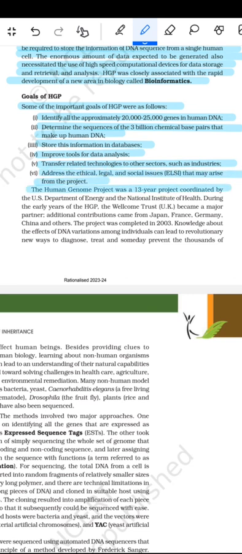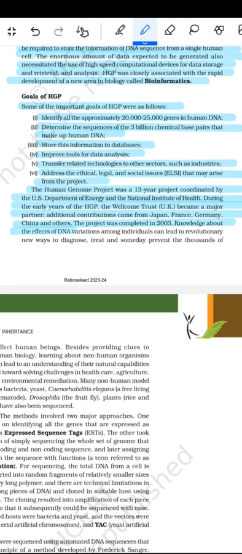The Human Genome Project was a 13-year project coordinated by the US Department of Energy and the National Institutes of Health. During the early years of the HGP, the Wellcome Trust UK became a major partner. Additional contributions came from Japan, France, Germany, China, and others. The project was completed in 2003.